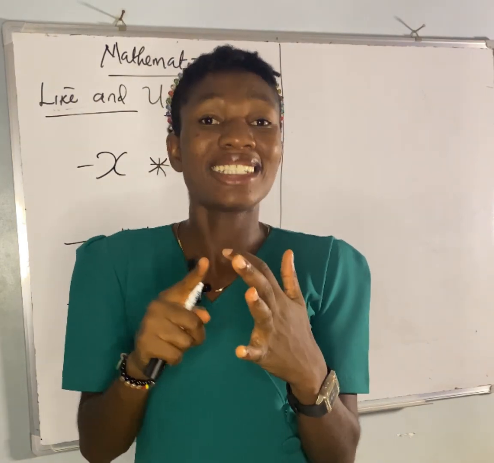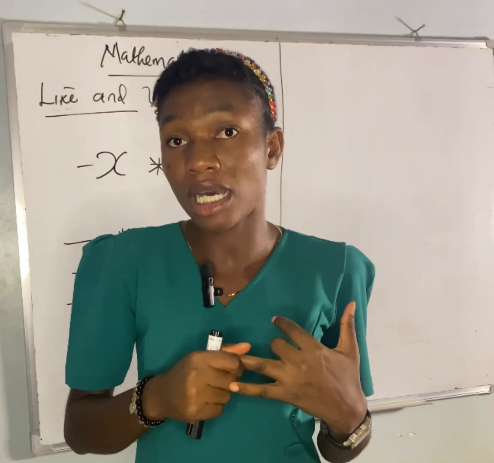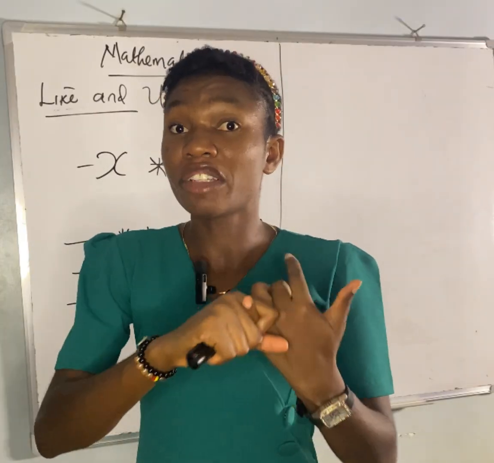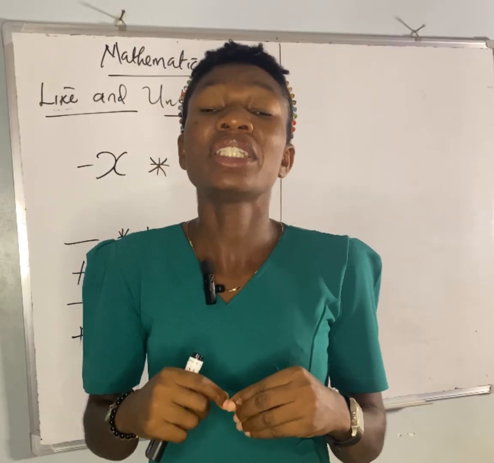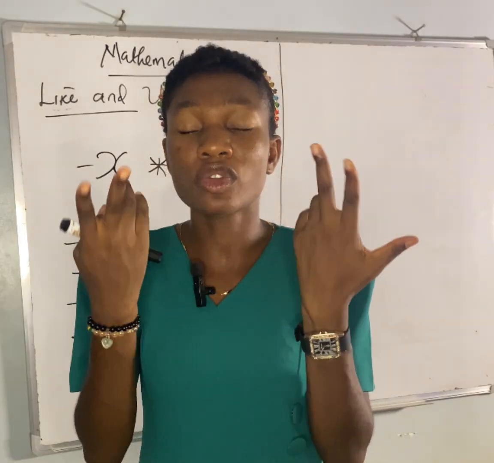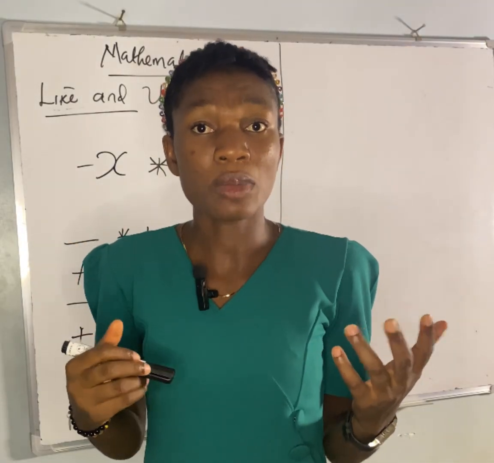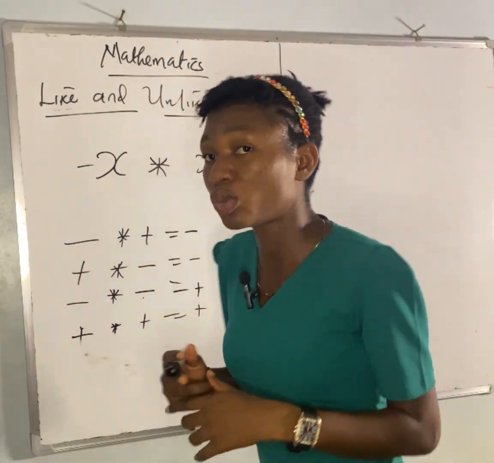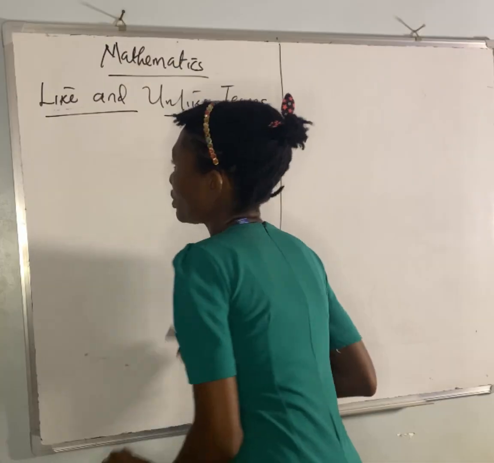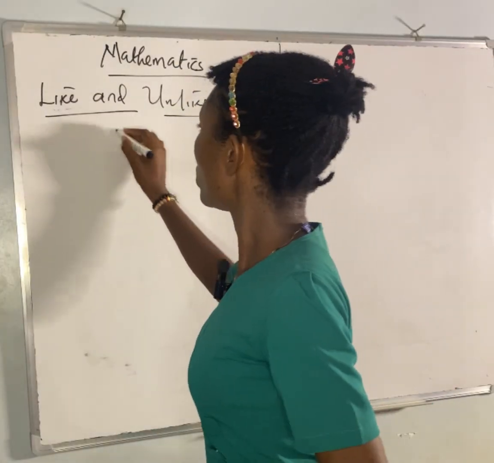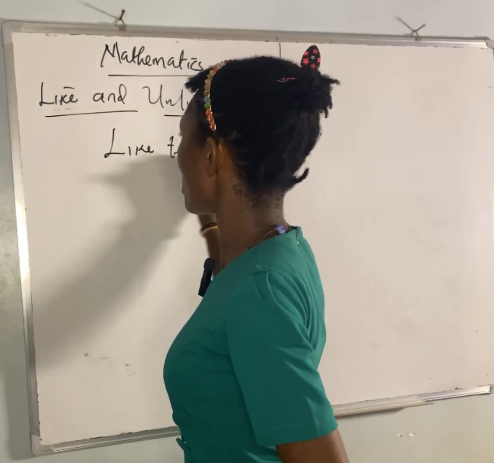Yes, when it's addition or subtraction, the like term focuses on the variable as well as the power. That is when you are adding or subtracting. But in the case of multiplication, for like terms you just focus on the variable. Once the variables are the same, then you can say you have like terms. Are we together? So let's start with basic things. We'll be looking at the like terms first, and then the unlike terms next, okay.